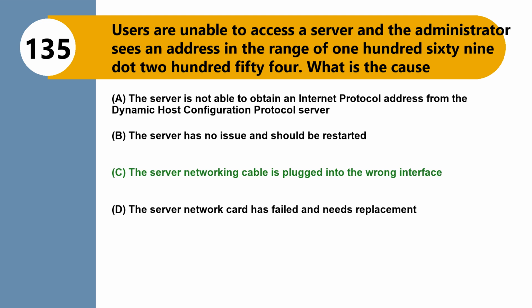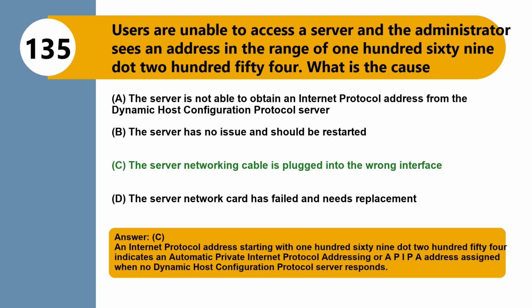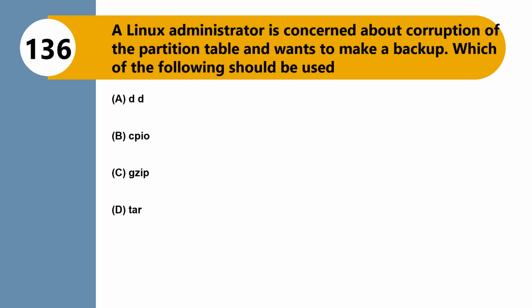The correct answer is option C. The server networking cable is plugged into the wrong interface. An Internet Protocol address starting with 169.254 indicates an Automatic Private Internet Protocol Addressing, or APIPA, address assigned when no Dynamic Host Configuration Protocol server responds. Question 136. A Linux administrator is concerned about corruption of the partition table and wants to make a backup.